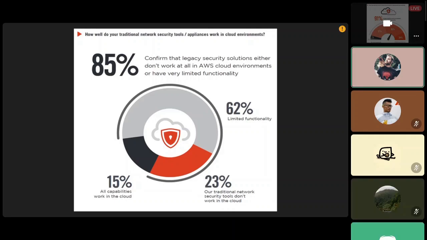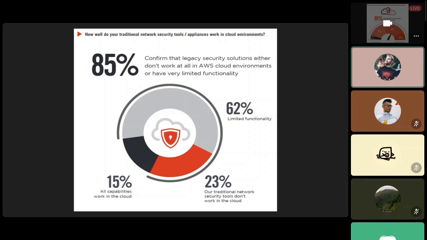However, this, as you can see, says 85% confirm that legacy security solutions don't work in AWS. And while this is geared towards AWS, know that this can really blanket on most cloud providers. Just to be advised, it works on most cloud providers. So 85% of security solutions aren't working on AWS or other cloud providers, or they have very limited functionality. And as you can see, 60% of the tools and processes and procedures that we're using don't work.